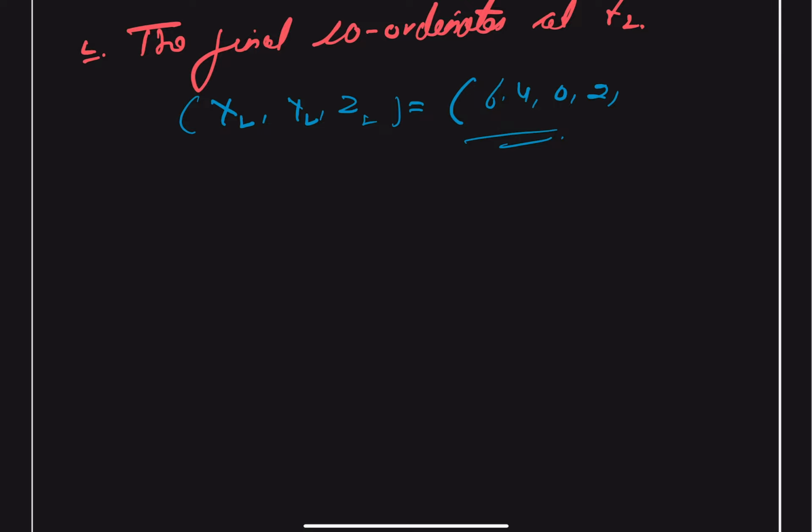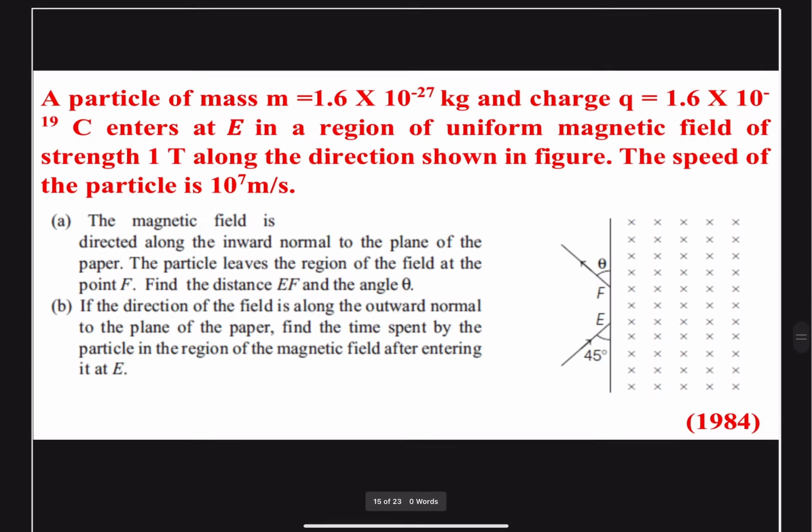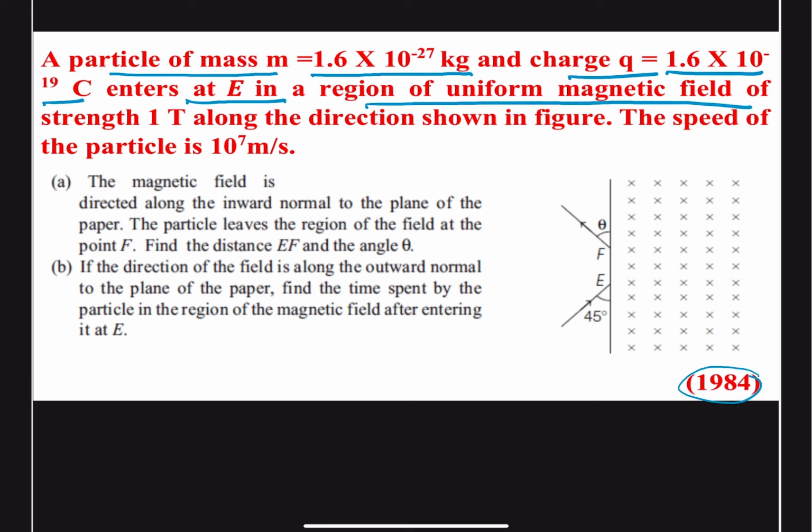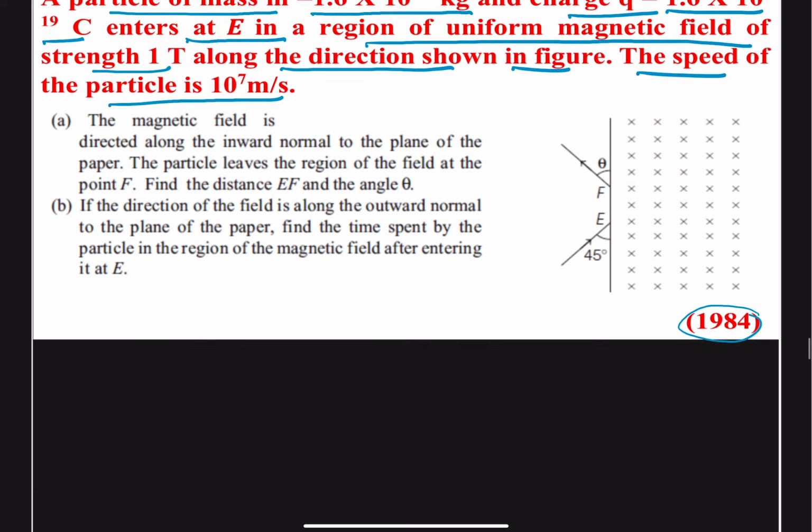Now we come to the next question. It was asked in the year 1994, and it says that a particle of mass m, 1.6 into 10 to the minus 27 kg, charge 1.6 into 10 to the minus 19 coulomb, enters a region of uniform magnetic field of strength 1 Tesla along the direction shown in the figure. The speed of the particle is 10 to the 7 meter per second. So based on this, we have two questions.